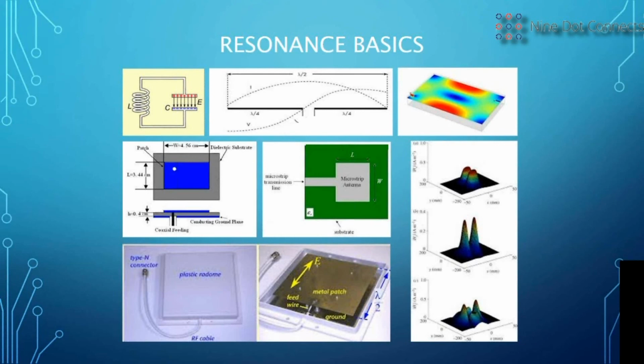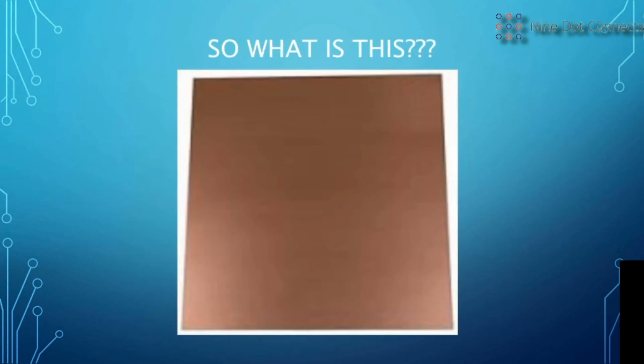So plates actually do resonate. There's a couple of examples of that in the middle for microstrip antennas. Down in the lower middle, you'll see a metal patch, and you'll see an E field direction across there. And it also tells you where a half wavelength is. There's a feed wire and the ground underneath. That, when covered with plastic, is called a plastic radome antenna, as shown in the lower left. So what is this?